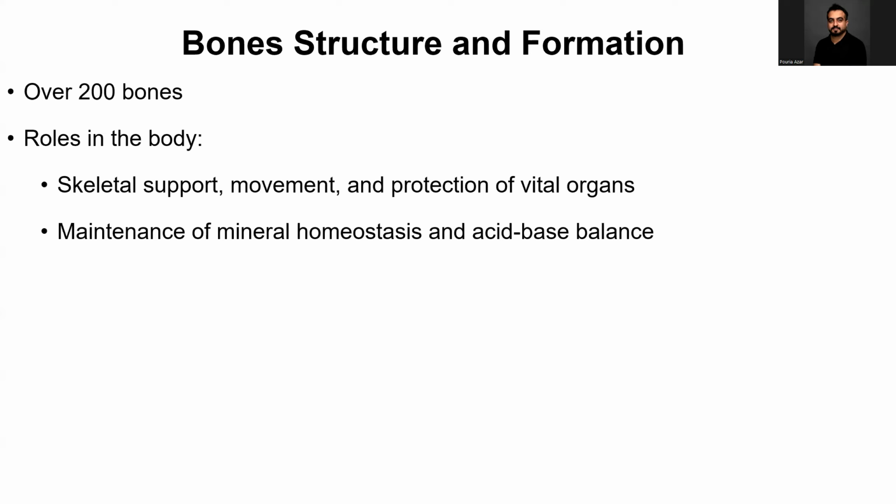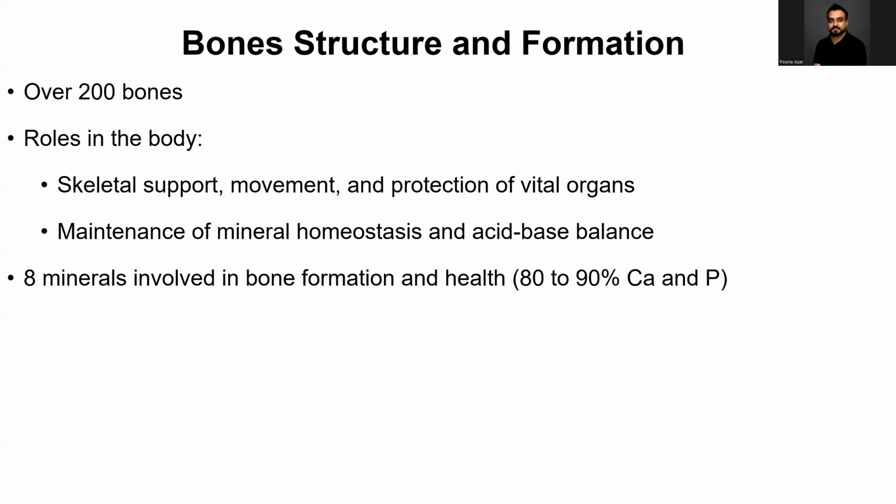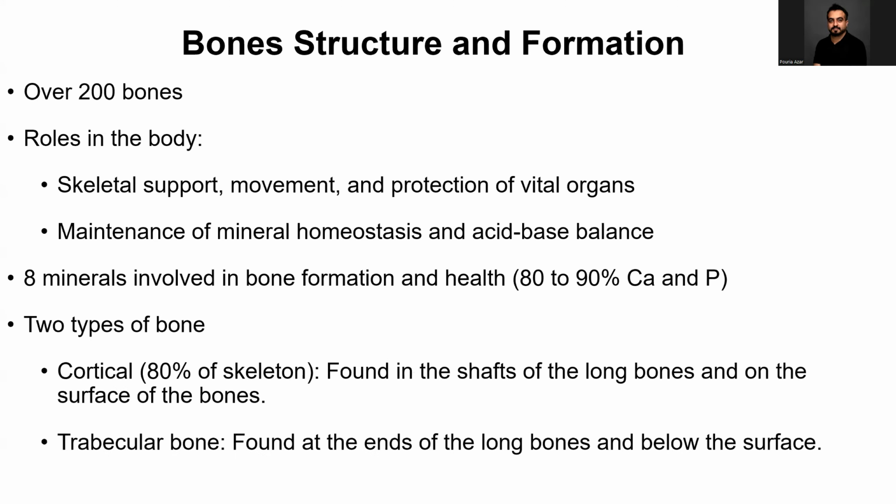And we need bones to maintain mineral homeostasis and acid-base balance. We will talk about these roles in detail later in this chapter. There are 8 minerals involved in bone formation and health, but among those 8 minerals, calcium and phosphorus are the most important ones. 80 to 90% of the minerals we have in the bone are calcium and phosphorus.